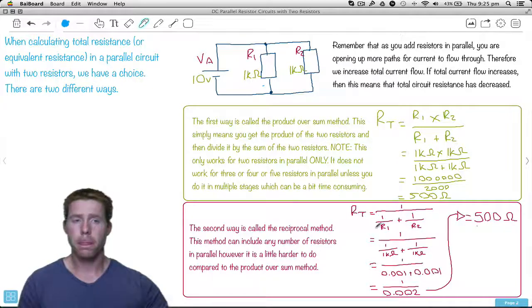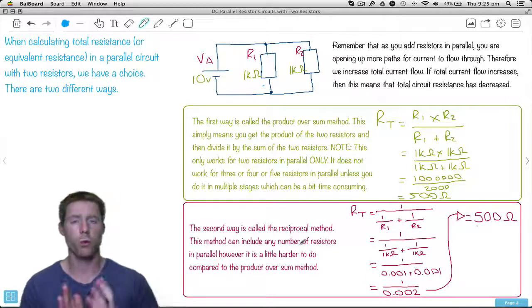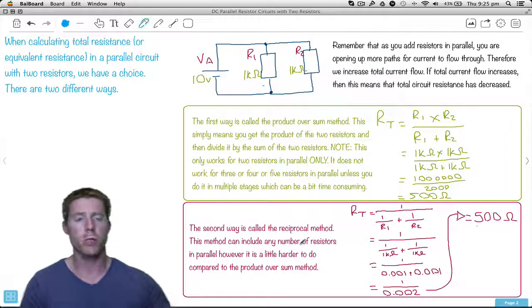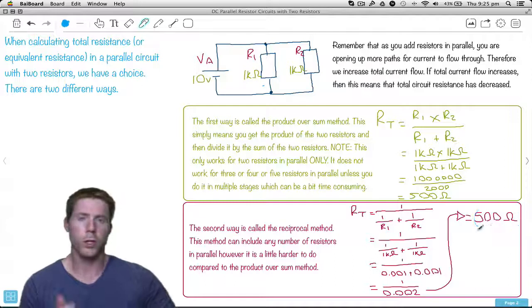That is one method. Let's have a look at the other method. This one is called the reciprocal method. A little bit harder to do, however, it works with 3 resistors or 4 or 5 or 10 or 100. It works with loads more resistors than just simply 2, whereas this one you can only use with 2. Now again, to get RT, which we're going to find out is 500 ohms because we're using the same values.